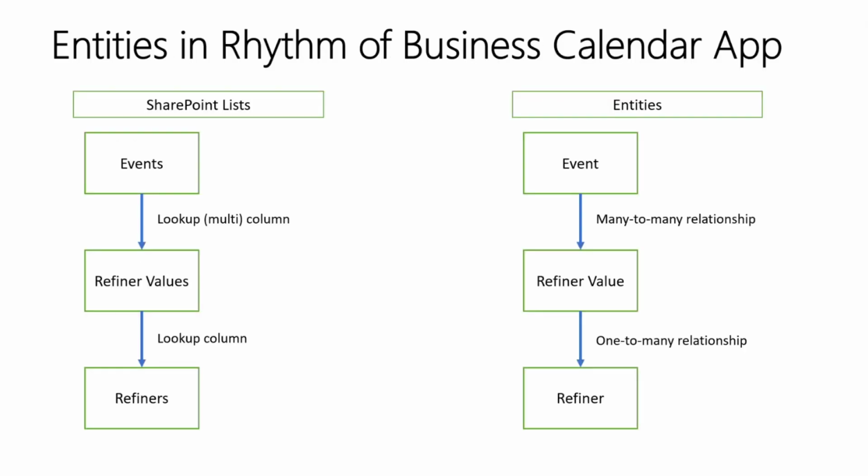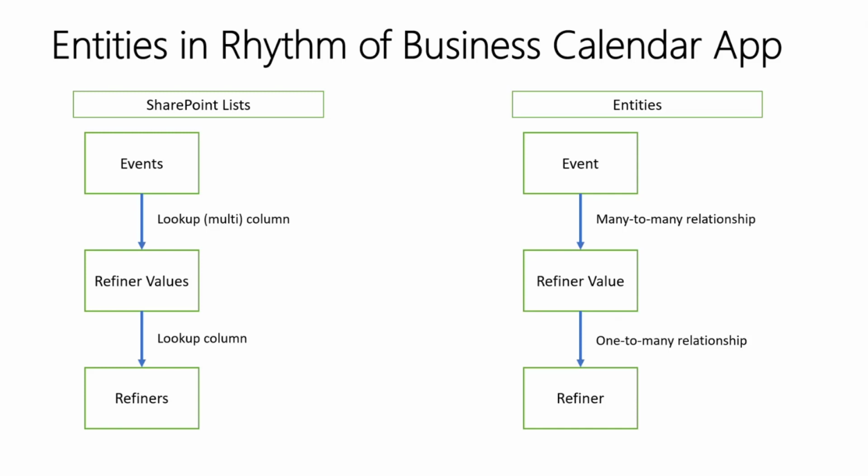All right, let's make this discussion a little more concrete. I have here a simple illustration relating some of the entities in the Rhythm of Business Calendar solution to the SharePoint lists we use for the backend. So the business requirement here is to have events that are tied to values, and we group those values into refiners. And all of this is configurable by the end user. So on the left here, where it says refiner, an example could be department, and where we say refiner value, examples could be sales, marketing, or engineering. Those would be departments.